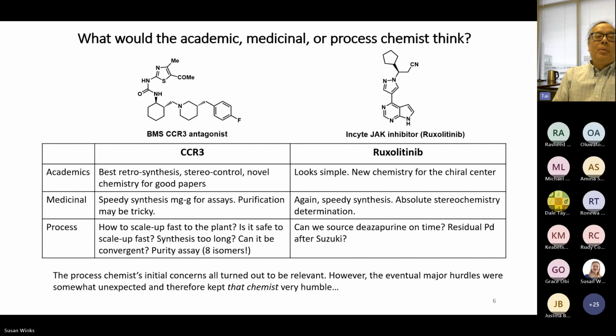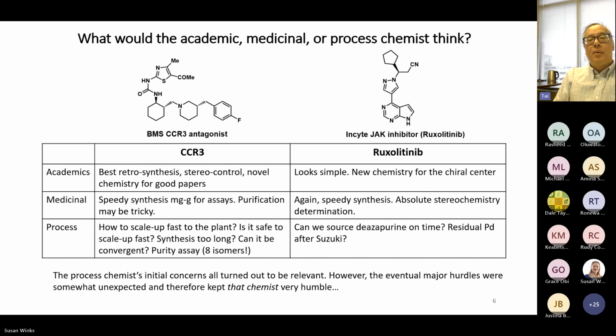I just want to go through this real quick because, as a chemist, if your roles are different, you look at molecules differently. If we are in the academic world looking at these two molecules, we may be thinking about how to do the best retrosynthesis, what stereo control to put in place, and how we can get good papers out of that. Medicinal chemists, I'm sure, will be thinking about how to speedily synthesize and purify the compound for a meaningful assay. But for process chemists, it's a little bit different. So, in the last two boxes, that was my first impression when I looked at these molecules.